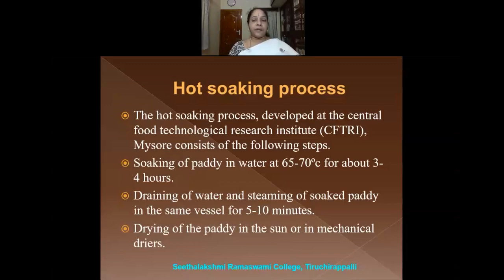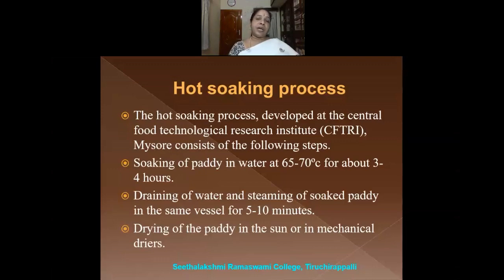We take hot water and in the hot water, the paddy is added and it is soaked for 3 to 4 hours. After this, water is drained. The excess water that is present in the soaked paddy is drained and it is steamed in the same vessel for about 5 to 10 minutes.